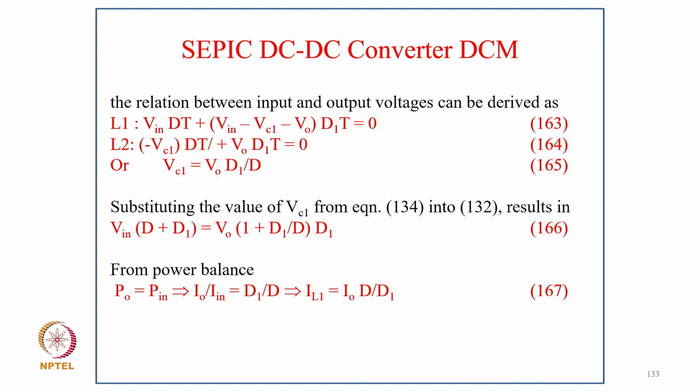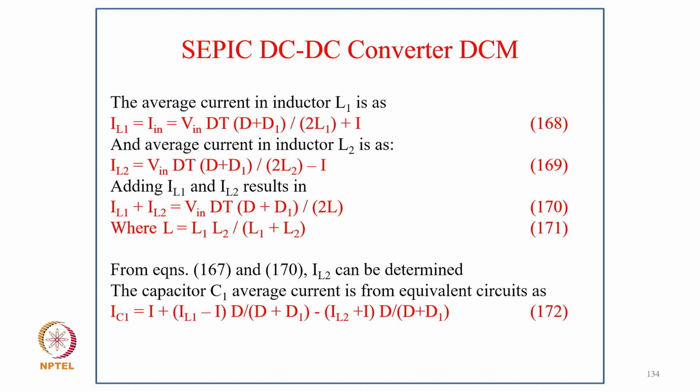From power balance, we have PO equal to Pin, so IO upon Iin equals D1 upon D, equal to IL1 equal to IO·D upon D1. So the average current in the inductor L1 is IL1 equal to Iin, equal to Vin·DT(D + D1) divided by 2(IL1 + I), and the average current in inductor L2 is IL2, Vin·DT(D + D1) divided by 2(IL2 − I).